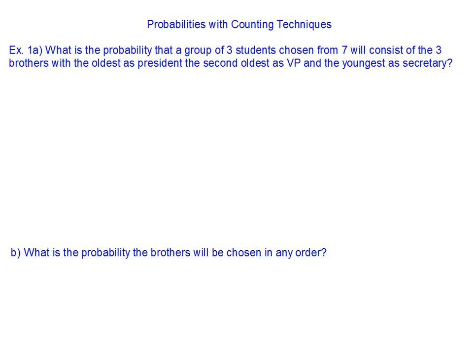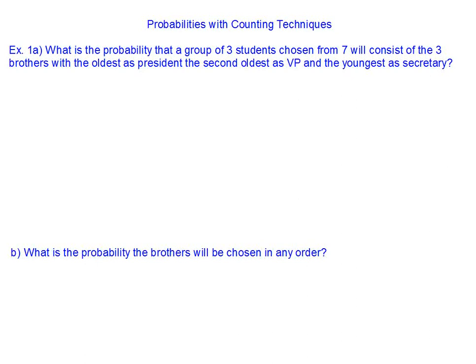In this video, we look at probabilities using some counting techniques, so probabilities that involve some of the permutations and combinations. So we'll just look at a few examples. The first one is, what is the probability that a group of 3 students chosen from 7 will consist of the 3 brothers, with the oldest as president, the second oldest as vice president, and the youngest as secretary?